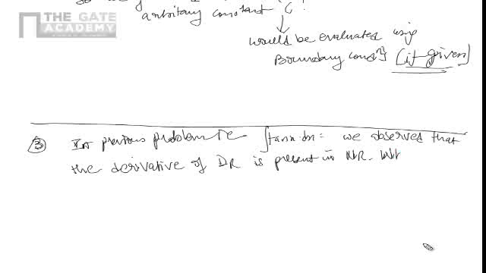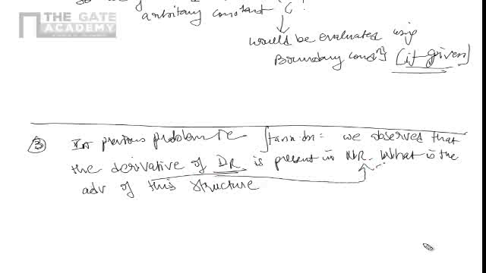What is the advantage of this structure? I have a structure in which the derivative of the denominator is present in the numerator. Can I take any advantage of that? The answer is yes. What is the advantage? Let us evaluate that.